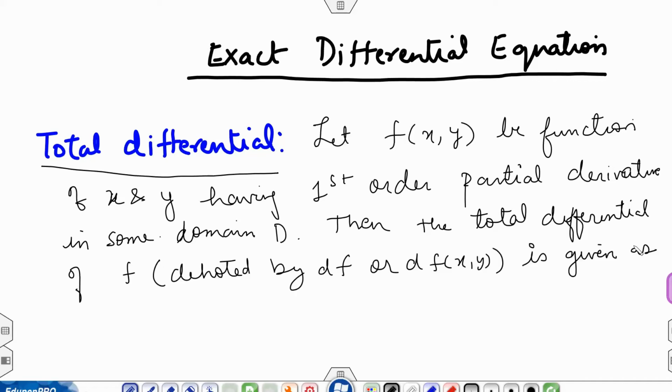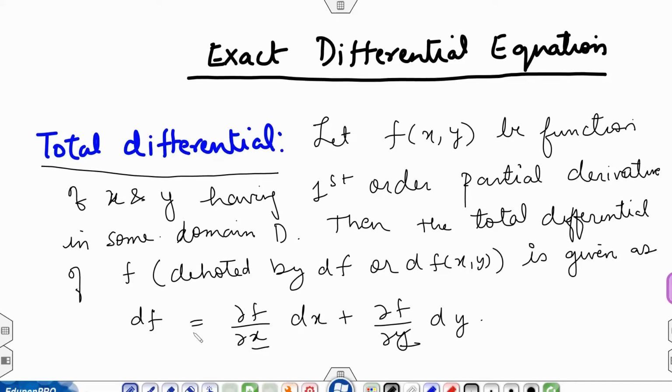So it is given as df is equal to del f by del x into dx plus del f by del y dy. So basically it represents the change in the value of f with respect to the change in the value of x and y. Now let us see what we mean by an exact differential equation.